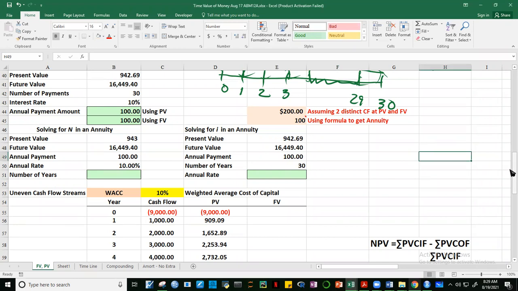Now, of course, guys, pwede natin i-solve yung iba, no? Ito naman, reverse. So, dito, may 100 daw tayo. How long, ilang years para ang equivalent ng 100 na annuity, para ang equivalent na present value niya is 943 or equivalent na future value niya is 16449. Okay, so ito ang sinusolve natin yung NPER.